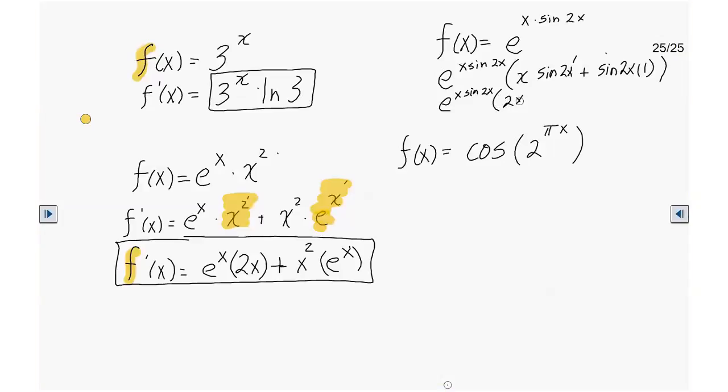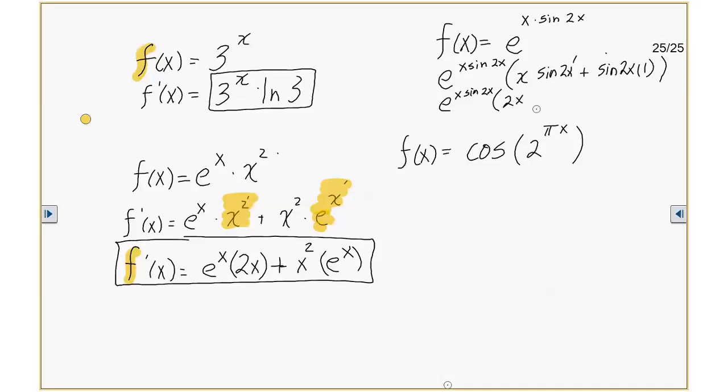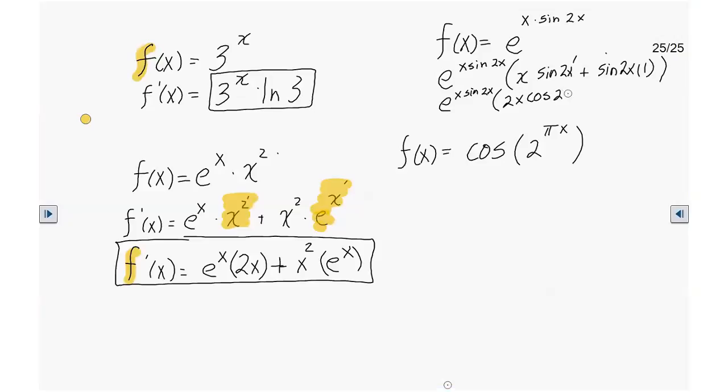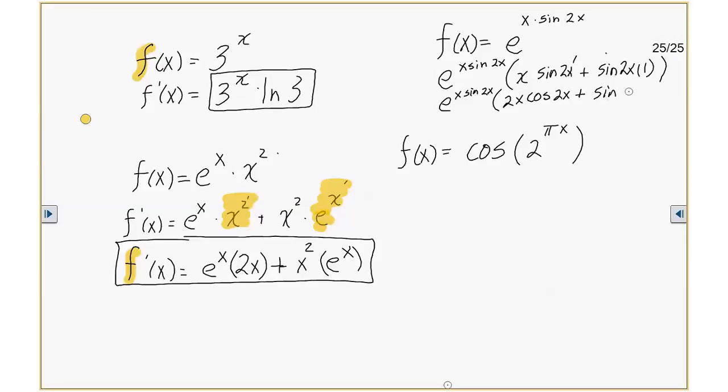I'm skipping a step. Derivative of cosine 2x. Y'all help me out there. Plus sine 2x. Because I skipped a couple of steps right here. Y'all check me. Let me check myself. That's the answer. 2x cosine 2x plus sine 2x.